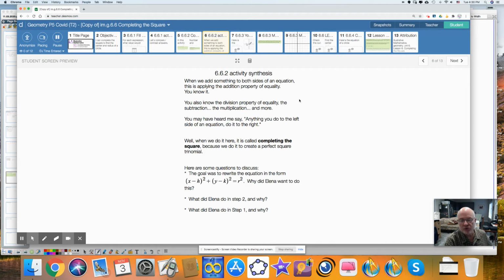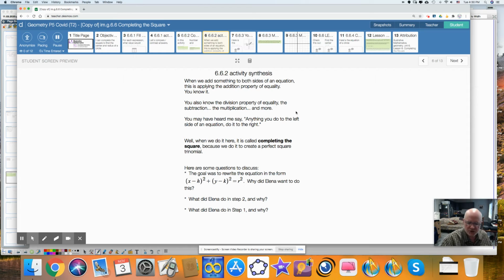Now, you could also square both sides of an equation or square root both sides. And we do even more of that with logarithms and other things. But the idea is anything you do to the left side of the equation, you do to the right. And when we do it here, it's called completing the square because it makes what we have into two perfect square trinomials, one with the x's and one with the y's.